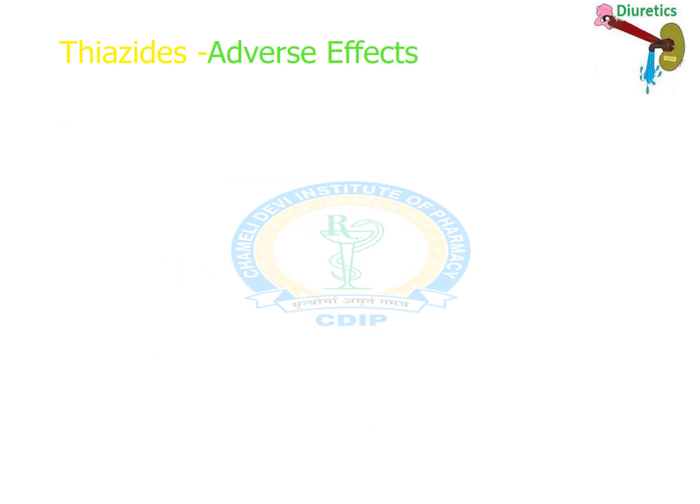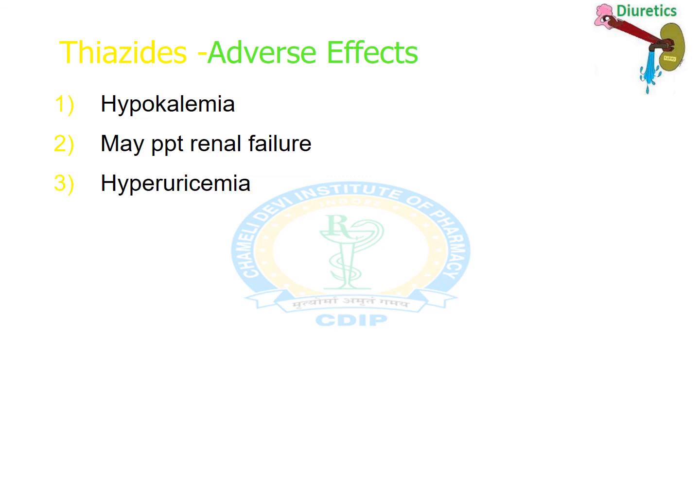Adverse effects of thiazide diuretics include hypokalemia, as we have already discussed. They cause depletion of calcium or potassium ions, so a hypokalemia like condition occurs in the body. Decreased levels of potassium ions have been observed. They may precipitate renal failure because they decrease the glomerular filtration rate to less than 30 ml per minute. Hyperuricemia is another associated side effect of thiazide diuretics. Hyperglycemia: they increase the sugar level by blocking insulin release or its action.